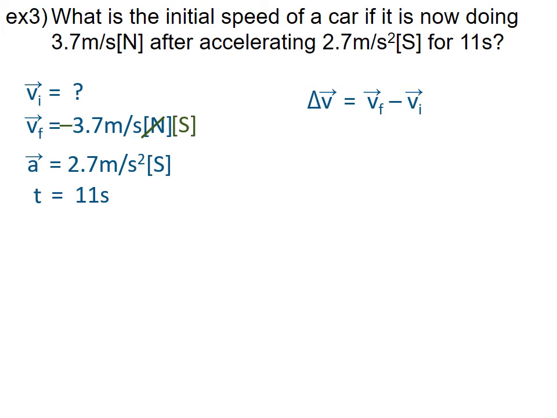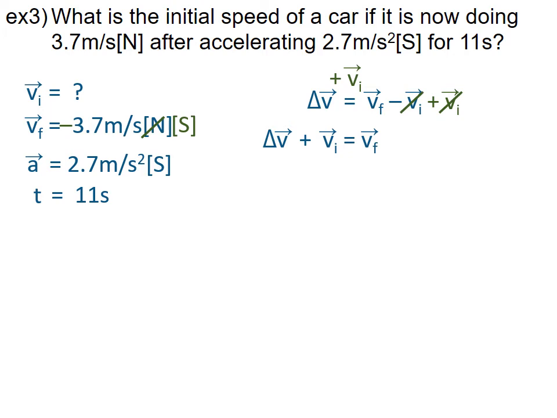So negative VI means I'm subtracting VI, and the opposite of subtracting VI is adding VI. So if I add VI to both sides, then the negative VI plus VI on the right-hand side will cancel out, and I'll wind up with delta V plus VI equals VF.